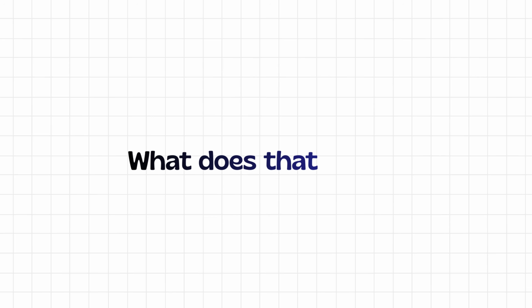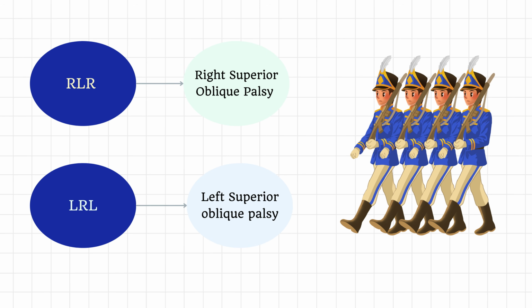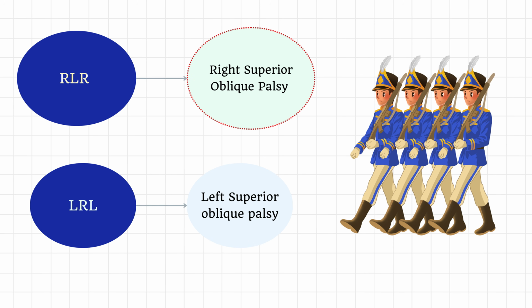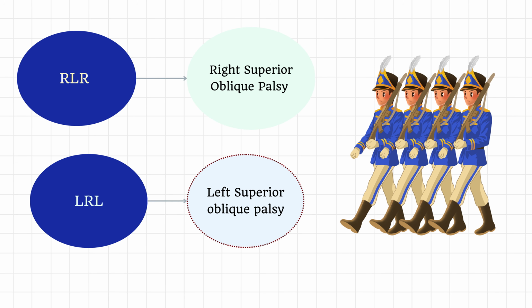So what does that mean? RLR means the right superior oblique palsy, which worsens in the left gaze and worsens on the right head tilt. Similarly, LRL means the left superior oblique palsy worsens in the right gaze and worsens on the left head tilt. If you remember this pattern, it will help you solve a large number of questions instantly, especially the MCQs on superior oblique palsy.